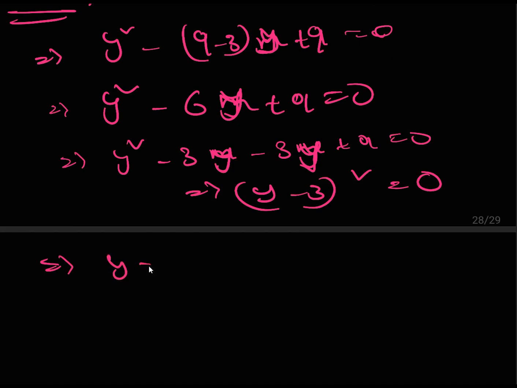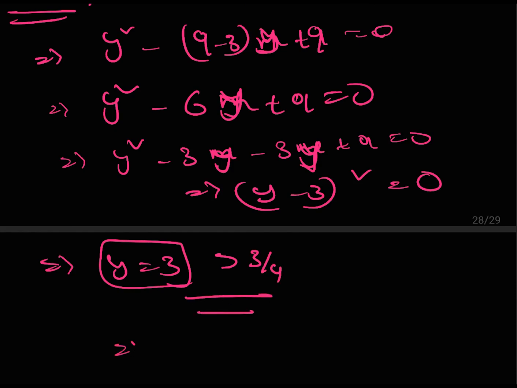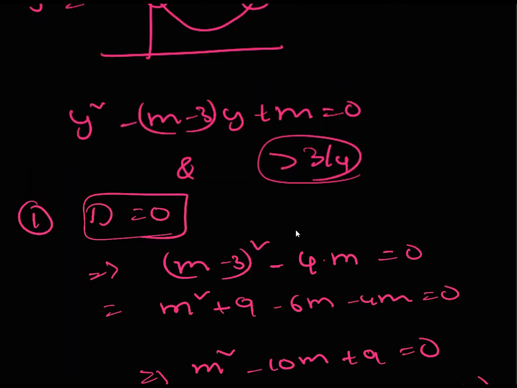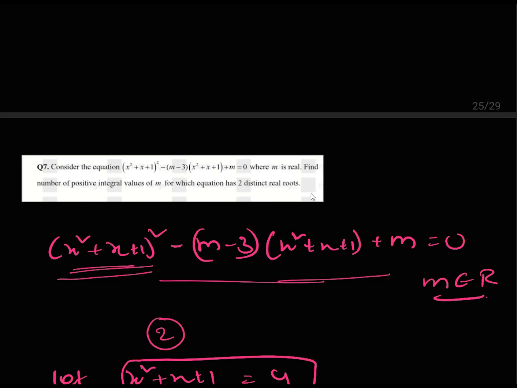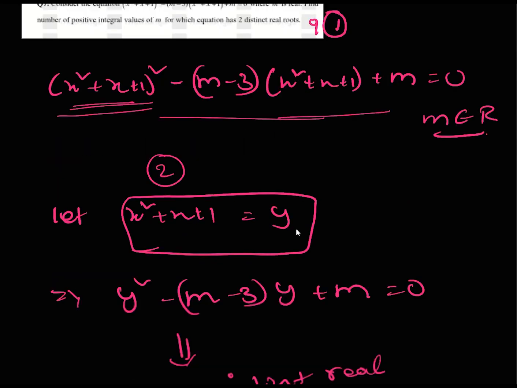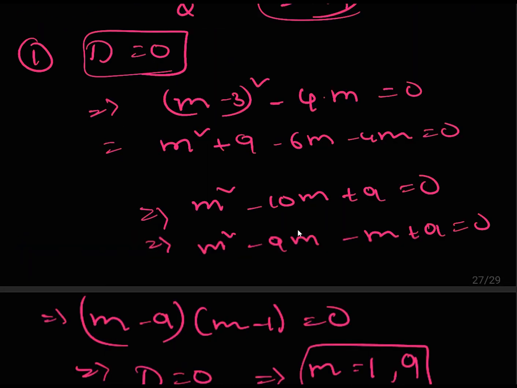That means y equals 3. Clearly this is greater than 3 by 4. So m equals 9 satisfies the equation. So the answer will be 9, and the number of positive integral values of m will be 1.